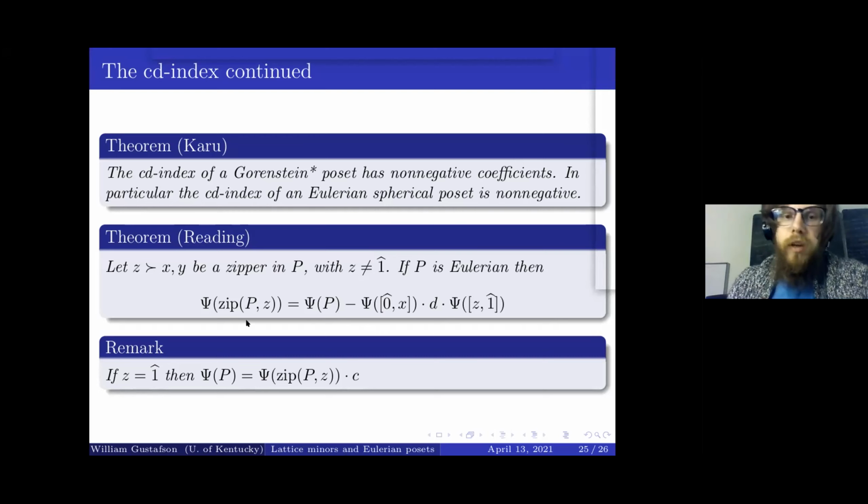All right, and then when Nathan Reading introduced the zip operation, he gave this formula for how it affects the CD index. So you subtract off the CD index of some intervals here with a coefficient. Okay, and right, but that only works if your zipper isn't the top element. Excuse me. And if it is the top element, well, it's much simpler. It's rather easy to compute, but you lose a factor of C on the right.